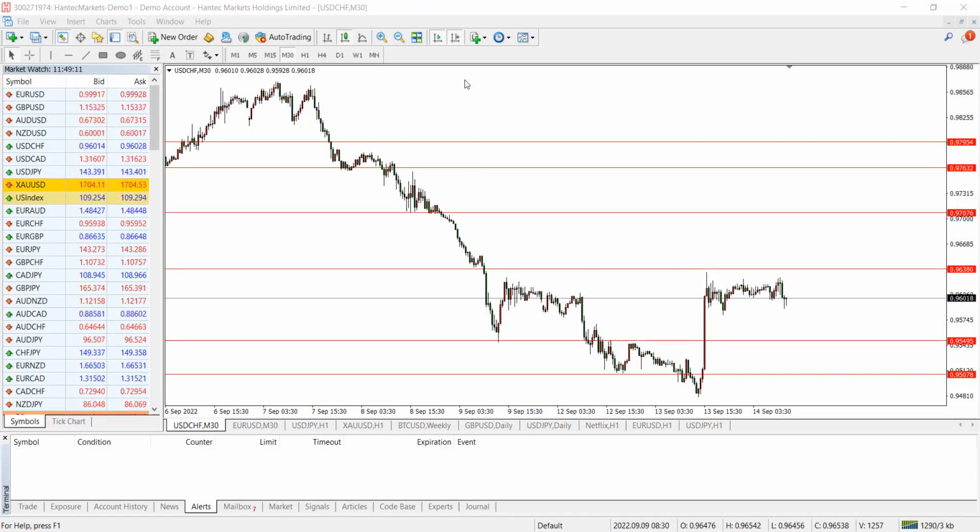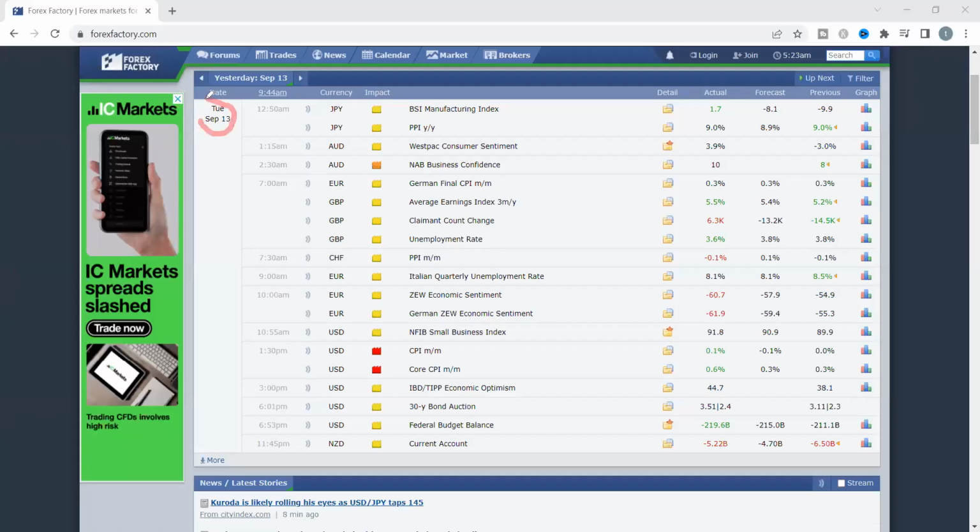First of all, let's look at the outcome of the CPI data, right? So if we cross over to the popular Forex Factory, you'll see this is yesterday. This is Tuesday, September 13th. Today, September 14th, Wednesday. So the data came out at 1:30 p.m. UK time for the CPI. As we can see, it was high impact for US dollar and it was positive. As it was positive, of course, we expected the dollar to appreciate, and that was exactly what happened.